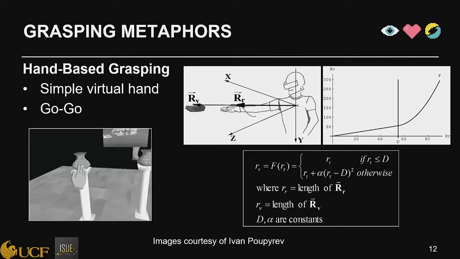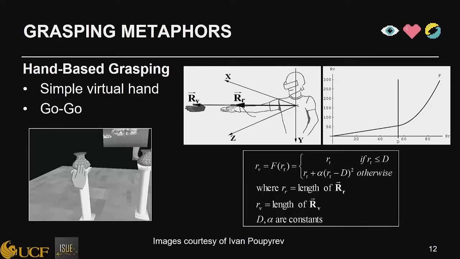The first type of metaphor that we think about is the grasping metaphor, and there are 2 basic ways to think about it. The first one is the simple virtual hand, and this is what everybody thinks about. It's a realistic, direct manipulation metaphor, where you have a virtual representation of your hand in the virtual world, and you use it to grab objects, and you can select and manipulate them. That works all well and good as long as the objects are close to where you are and you can actually reach them.